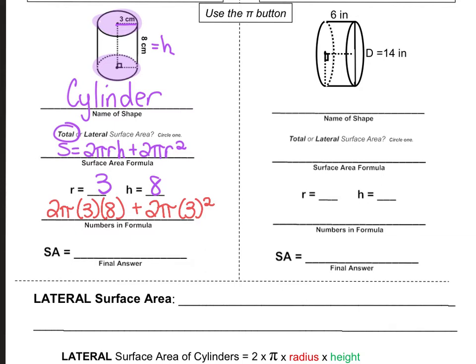Now you can go in and plug all of that into your calculator using the pi button, not 3 or 3.14, and we'll round our answer to the nearest tenth. So I'll give you a second to do that. And you should have gotten 207.3. Remember, this is area, so it's centimeters squared. So we always want to write the units.